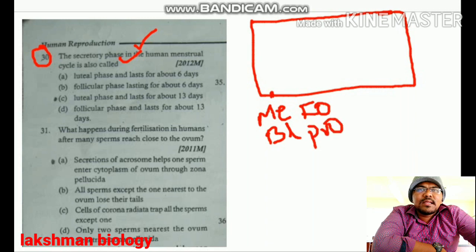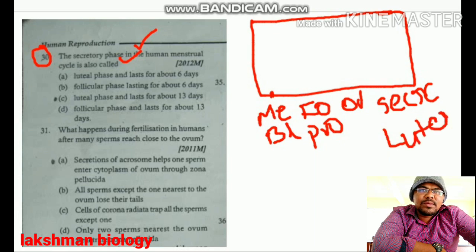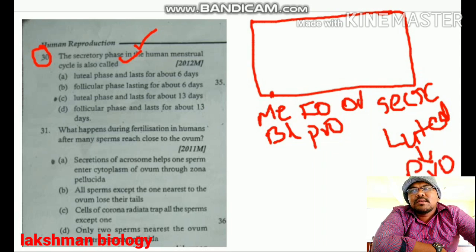Number 3 is the ovulatory phase. Number 4 is the secretory phase. Here they asked what is the other name of the secretory phase. The other name of the secretory phase is the luteal phase. Why? Because here you can see the development of the corpus luteum and the production of progesterone from that corpus luteum. Hence, option C is correct. The secretory phase, also called the luteal phase, lasts about 13 days. That is about question number 30.